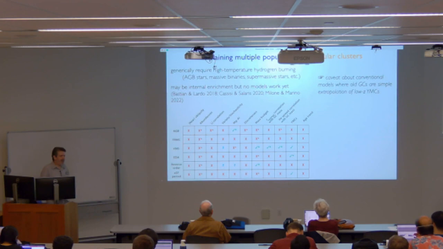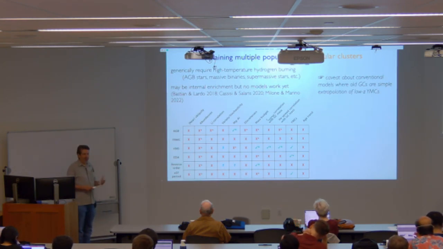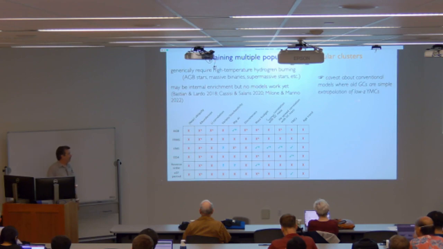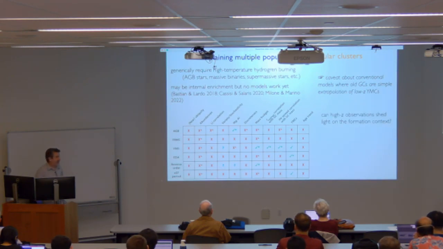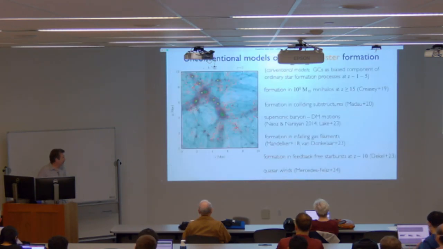So this is going to be a caveat that maybe is just a secondary worry, but maybe it's telling us something fundamental about globular cluster formation. So it's a possible caveat about all these models of globular cluster formation. They're not necessarily an extrapolation of globular cluster star formation today. And can high redshift observations tell us anything about multiple populations? So I'll come back to that at the very end.